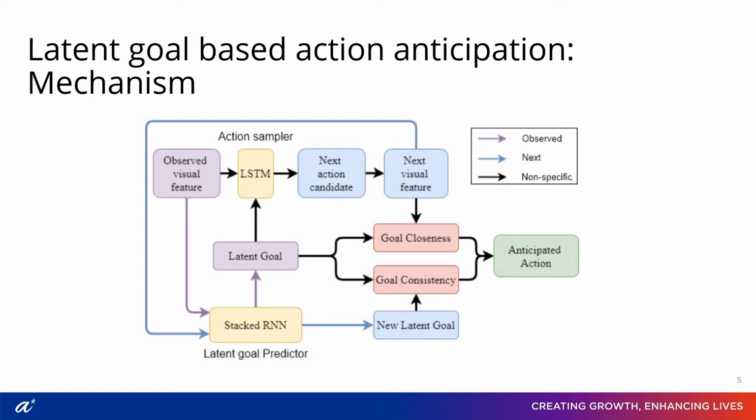In order to understand which next action candidate is most suitable, we generate a next visual feature for each of those candidates, and using those visual features, we generate a new latent goal here given at the bottom in blue. Now we calculate whether the new latent goal is consistent with the original latent goal in purple, and the next visual feature in blue on the top is closer to the purple latent goal as compared to the observed visual feature. The candidate which best satisfies these two properties is chosen as the anticipated action.